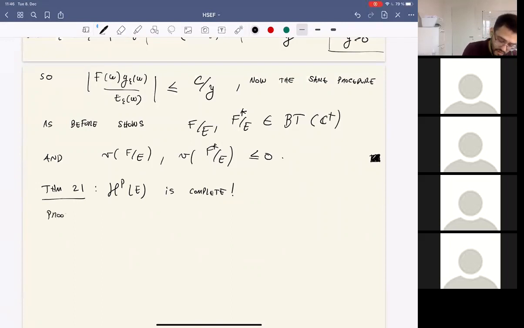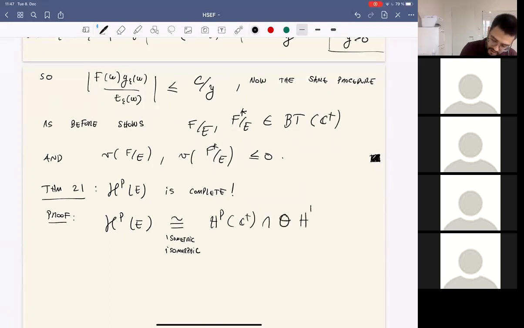And the proof I will leave as an exercise, but now we know that HP of E is isometric and isomorphic to HP of C plus intersection theta HP of C minus, where HP of C minus you could just define exactly the same way as we defined the Hardy space, but only in the lower half plane instead of the upper half plane. And the map that we're using here is the following. We take F and just map to F over E, okay?